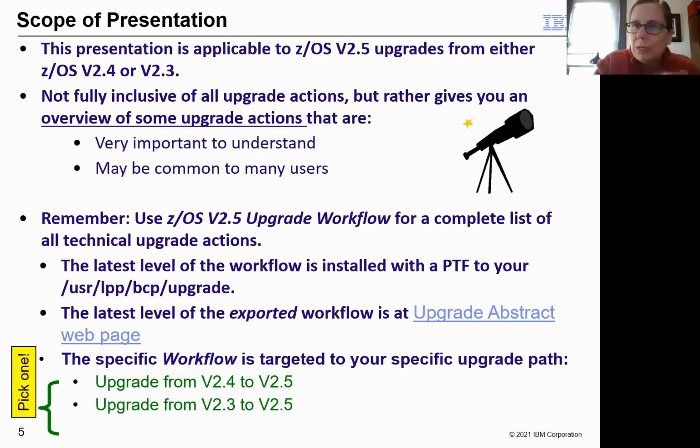Also, we've exported it and put it on the IBM documentation website. It is not a lovely file on the documentation website because I really want you to use z/OSMF and use the value that you can get from having it in its native interface. Remember, you just pick the workflow that is appropriate for you, 2.3 to 2.5, 2.4 to 2.5. You don't have to do more than one workflow.